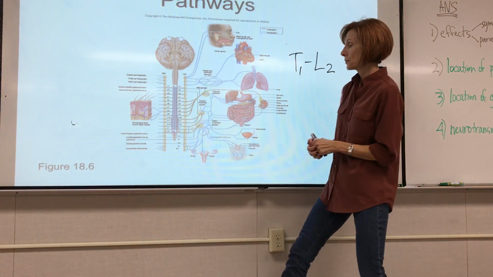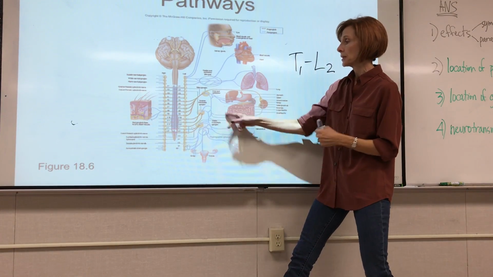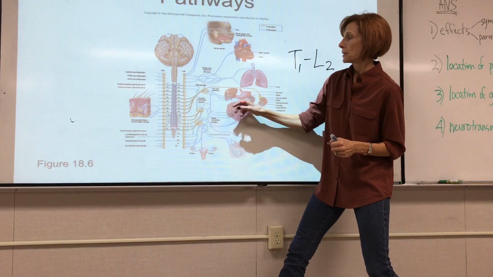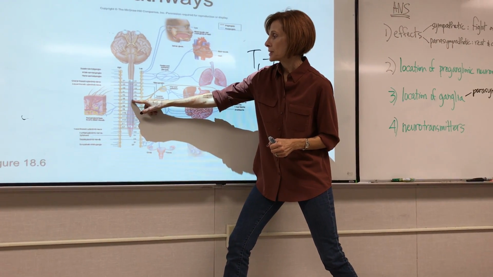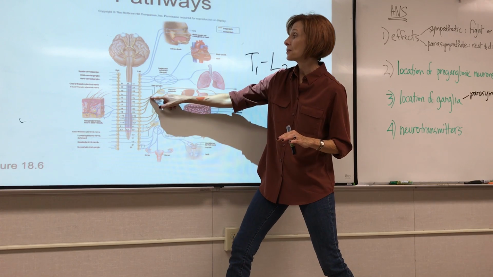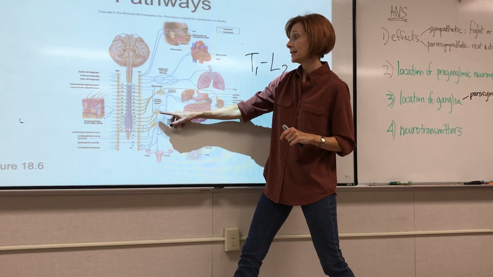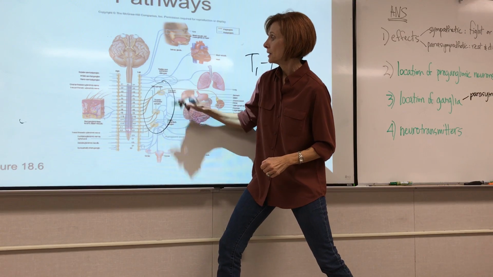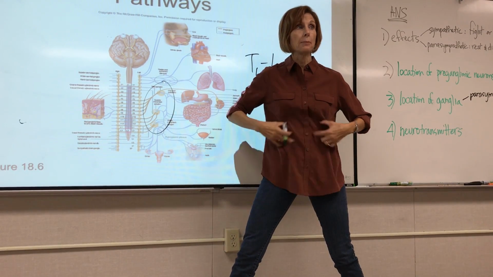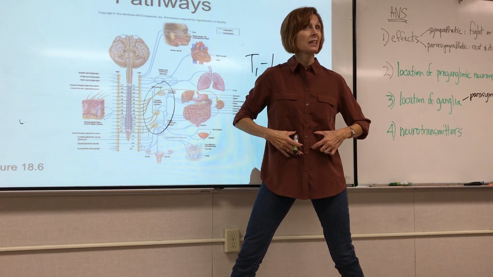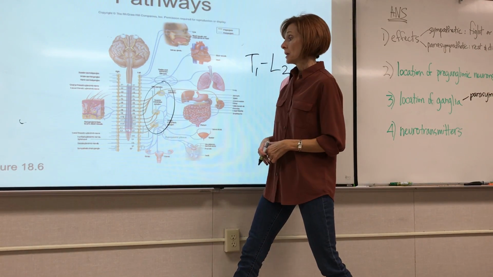But notice that for the organs here in the abdominal region, it is a little different. These preganglionic neurons will go through the sympathetic trunk without synapsing. They'll go to one of these ganglia here. So these ganglia here are actually located in the abdominal cavity. Okay? These are called collateral ganglia.